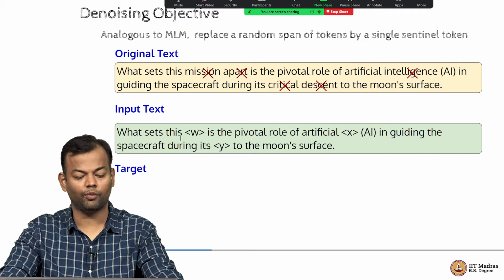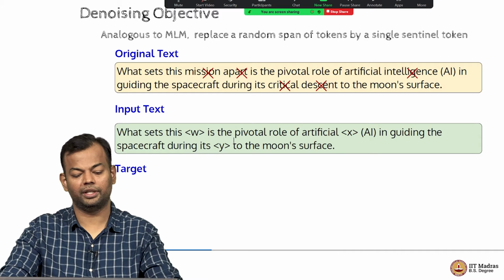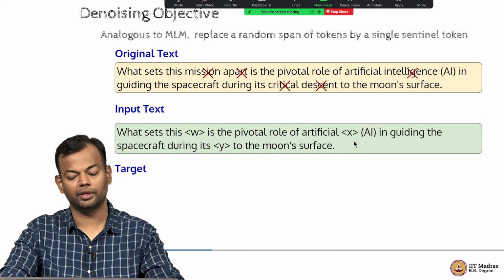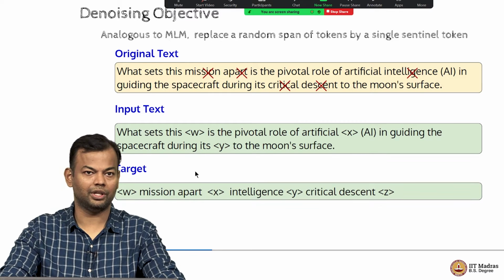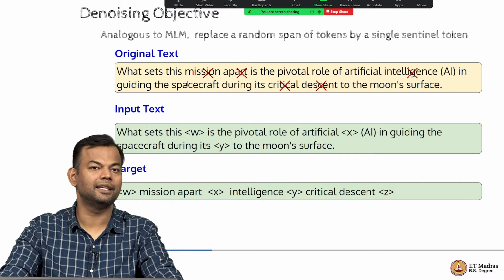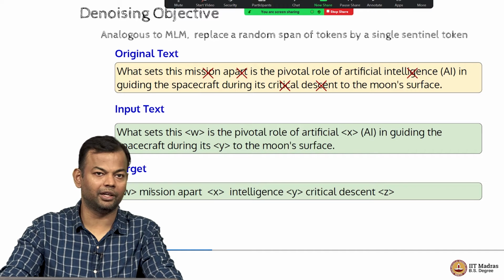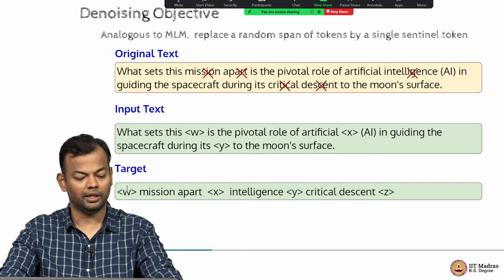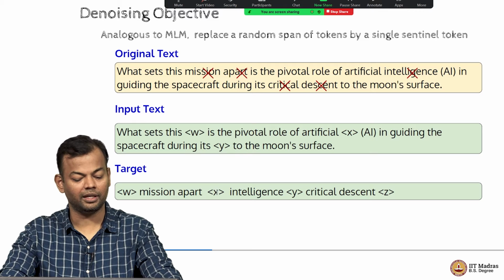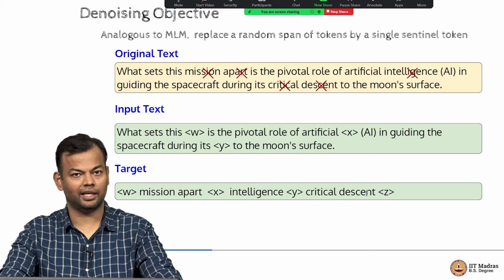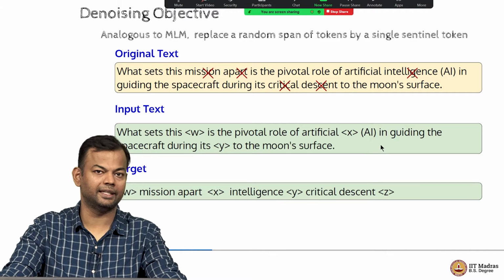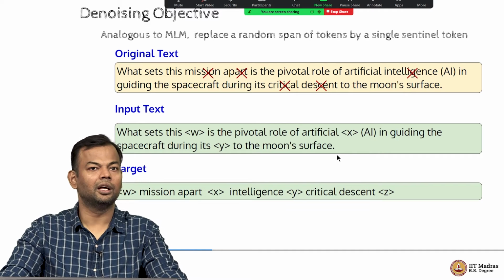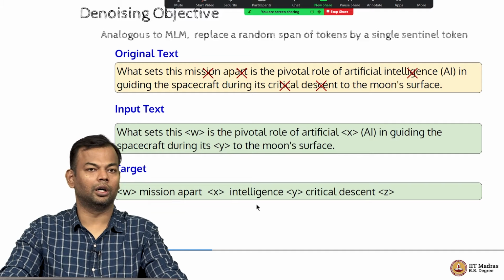So your input text would look like this: some sentinel here, meaning some placeholder, then the pivotal role of artificial, again some placeholder there, and then again some placeholder, right? And the model has to generate whatever was the missing part for each of the placeholders, right? So this is the output format. W, mission apart, X is intelligent, and Y is critical descent, and Z to indicate that, okay, I'm done now. There is no more missing text that I need to predict, right? So this is how they constructed the input, the training data, right?